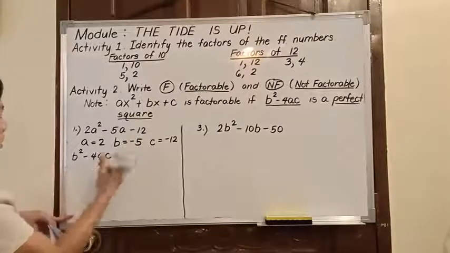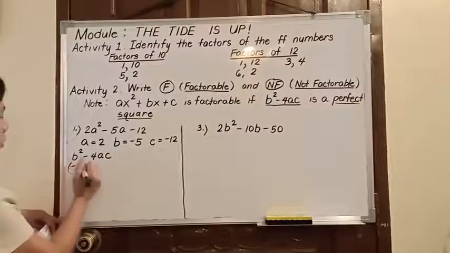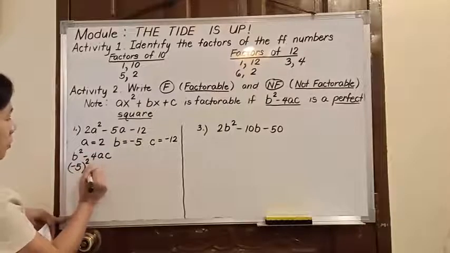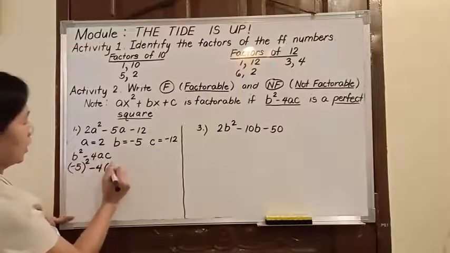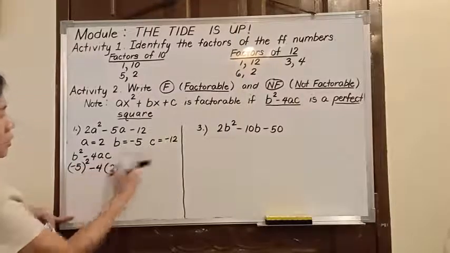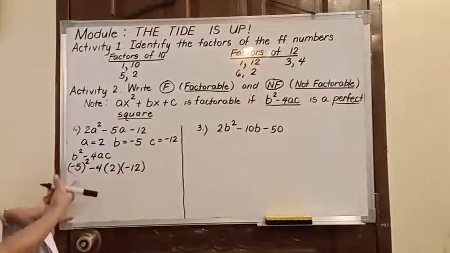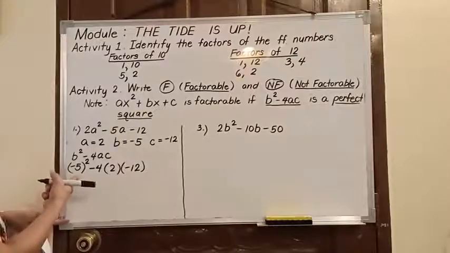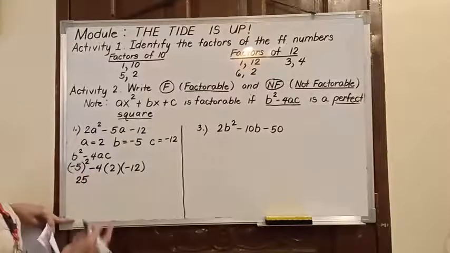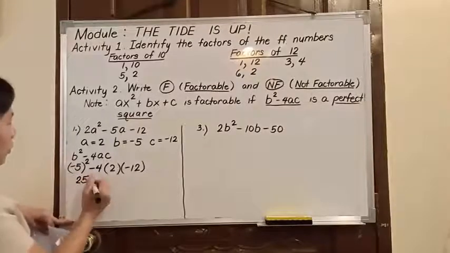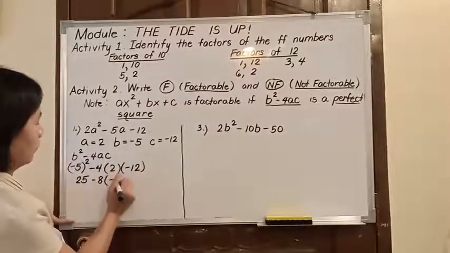So, what is b? b is negative 5. Replacing negative 5 in terms of b, that quantity squared. Then, bring down negative 4, and substitute 2 in terms of a, so times 2. Then c is negative 12, times negative 12. Negative 5 squared means negative 5 times negative 5, and that is positive 25. Then multiplying negative 4 by 2, we have negative 8. Then bring down negative 12.